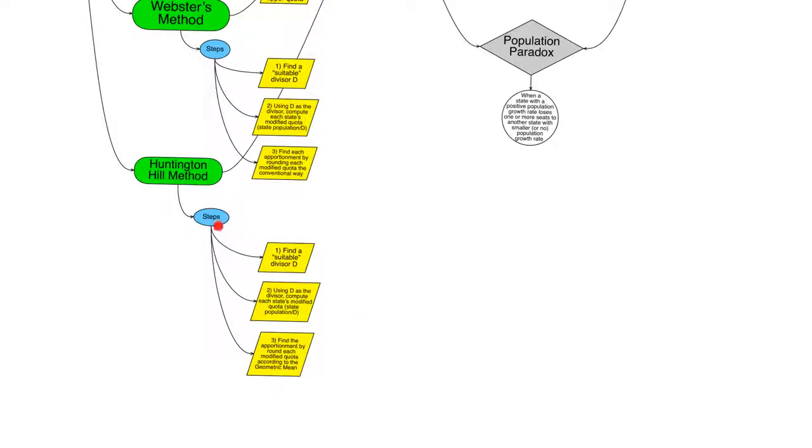Right here, and the steps involved are to find a suitable divisor, D. You're going to once again use D as the divisor. You're going to compute each state's modified quota. That's basically what we've done before. But instead of using conventional rounding, now you're going to round according to the geometric mean. So right now, before we dive into an example, I think it's a good idea to get clear on what the geometric mean is of two numbers.